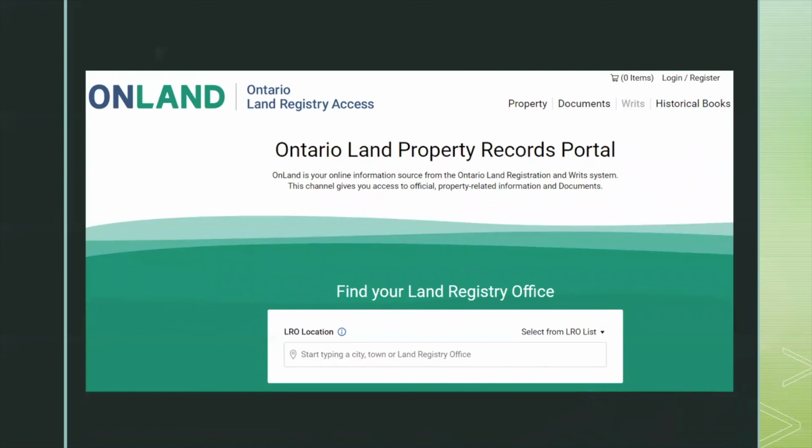So this is the land registry office's online presence called OnLand. And you first off need to know what your land registry office is. If you typed in Oshawa, it would tell you that Whitby is your land registry office. So you could just type in Whitby or you could type in Oshawa and it will tell you which one you fall under. Then you could click on something called historical books, which is what we're looking for. We're not looking for current information about properties. We're looking for the historical information. So it's historical books.